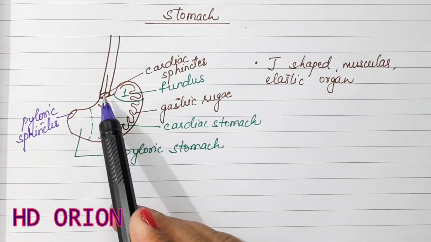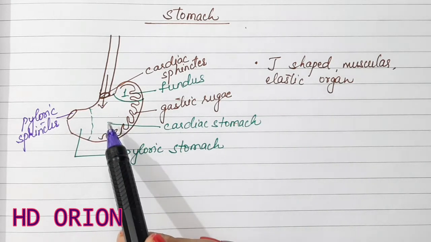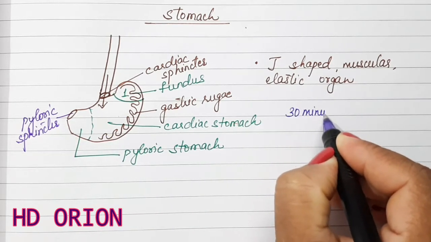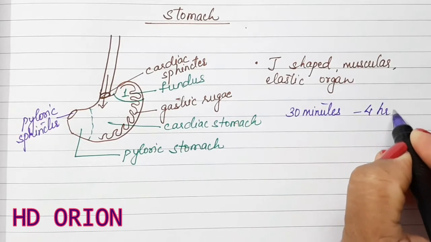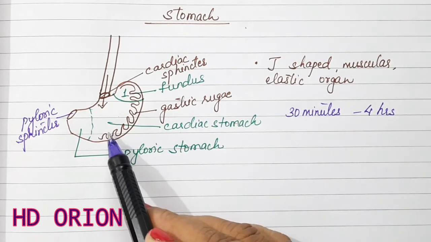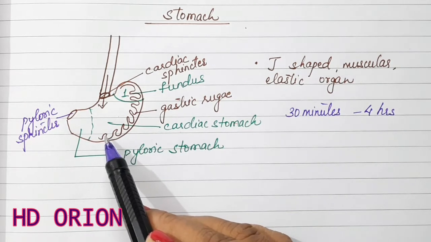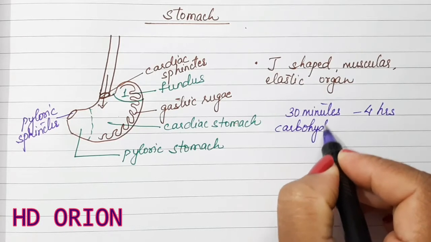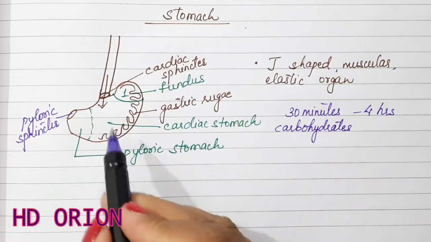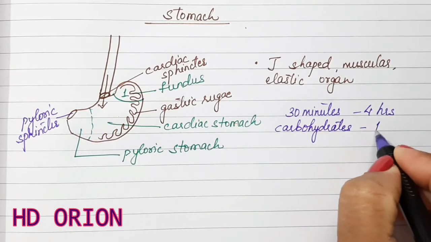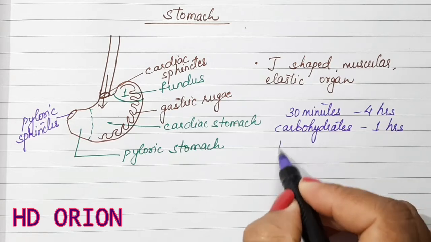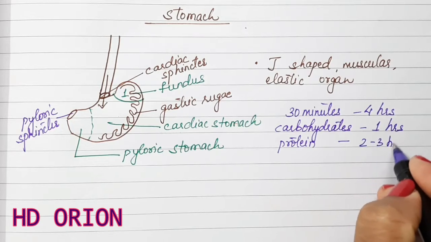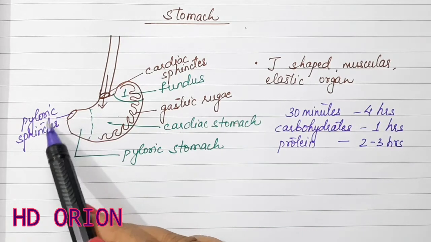When both the sphincters are closed, the food has to remain inside the stomach. The food remains inside the stomach for almost 30 minutes to 4 hours, depending upon what kind of food one has consumed. The least time is taken by carbohydrate digestion. With a carbohydrate-rich diet, the food passes out of the stomach very soon, in hardly 1 hour. If a protein-rich diet has been taken, it will be almost 2 to 3 hours, and then the food will be out of the stomach into the intestine.